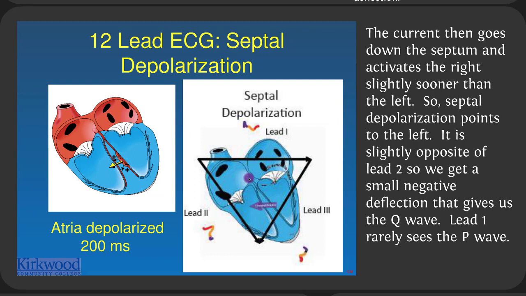The current then goes down the septum, and septal depolarization is pretty perpendicular to lead 2, so the Q is pretty small in lead 2. Septal depolarization runs in the opposite direction of lead 1. It's pretty parallel, so we usually get a larger Q in lead 1 than we do in lead 2. In lead 3, septal depolarization is going in the same direction as our lead, but it's pretty perpendicular, so we get a small Q that's upward in lead 3.